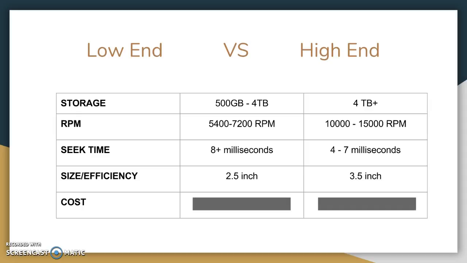The cost for low-end hard drives would be between $20 to $80 to get you the specs listed above. And if you want to buy a hard drive with high-end specs, you would have to spend more than $100.